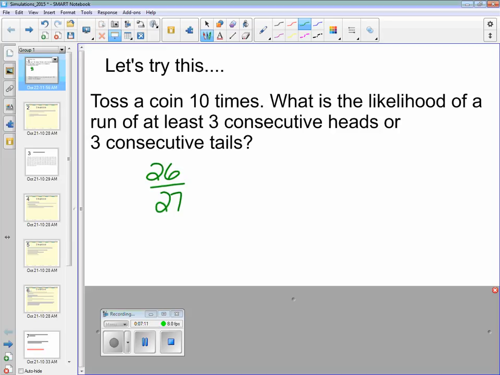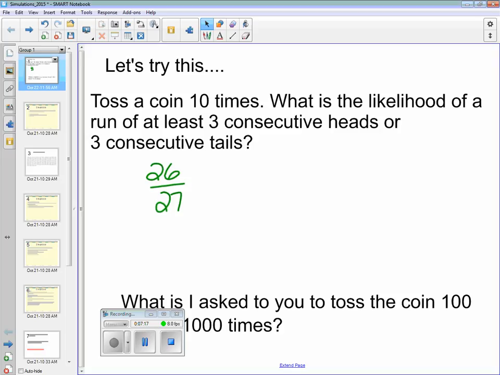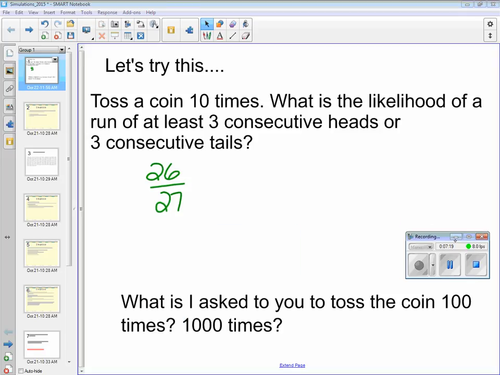And it took us a while to flip the coin, okay? What if I asked you to toss the coin 100 times or 1,000 times? We'd be here till like Friday. Would you agree? So there's got to be a different way to simulate this.